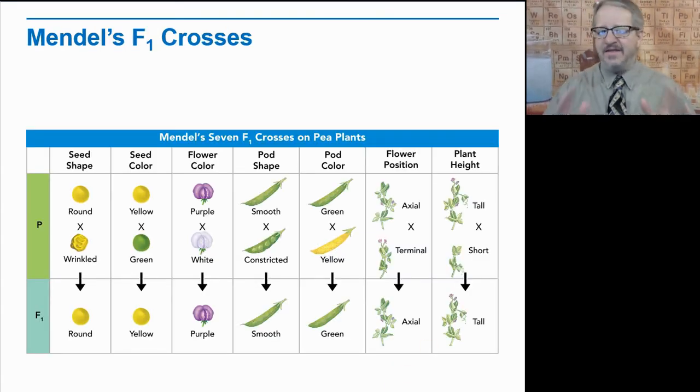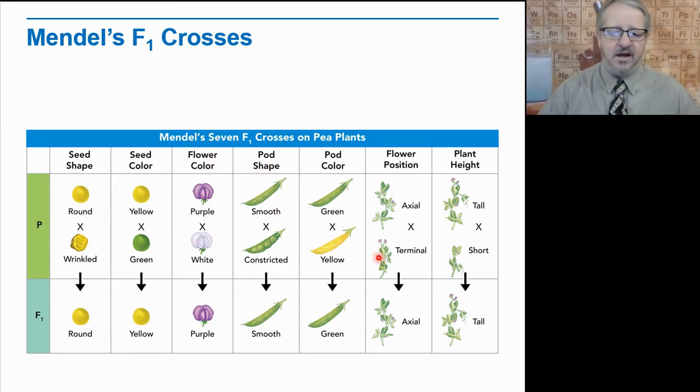All right, so in this table, we have Mendel's crosses and everything that he did, and we have what's called the F1 generation in the bottom row here. See that here? These are the crosses for seed shape that he did. This is the parent generation. He crossed a round and a wrinkled, and he got a round. He tried seed color, yellow and green. He got yellow. He tried flower color, purple and white. He got purple. He took pod shape, and so forth and so on.